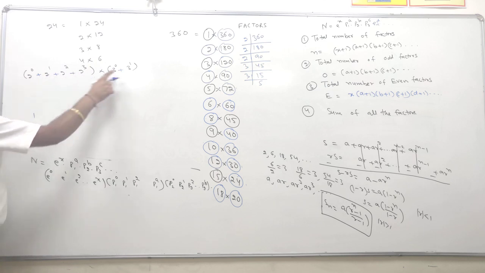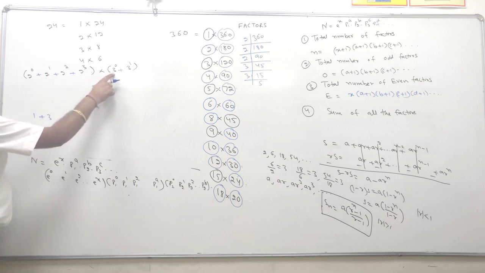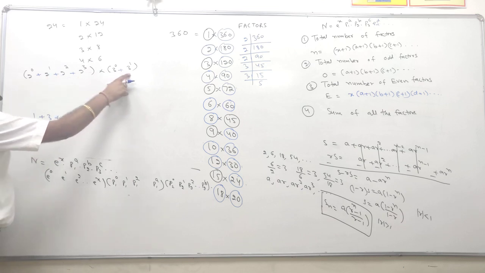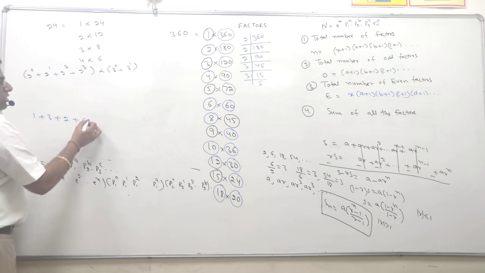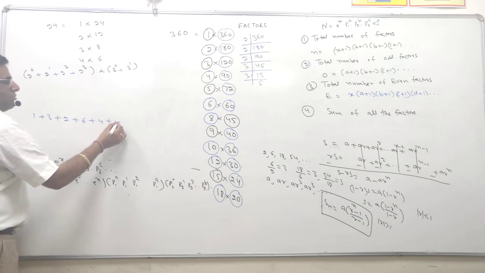2 raised to the 0 into 3 raised to the 1 is 3. 2 raised to the 1 into 3 raised to the 0, this is 2. 2 raised to the 1 into 3 raised to the 1, this is 6. 2 square into 3 raised to the 0, it comes out to be 4. 2 square into 3, it comes out to be 12.